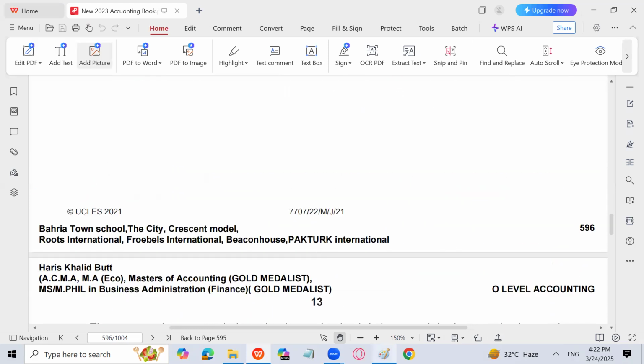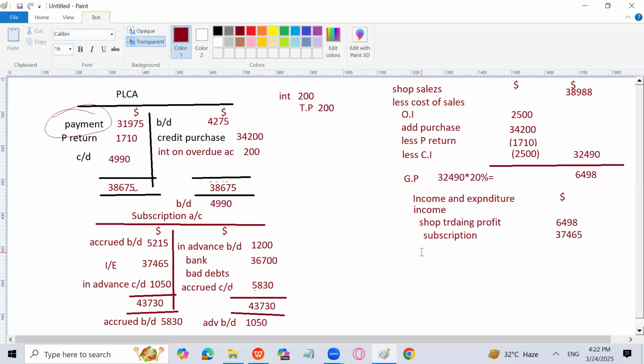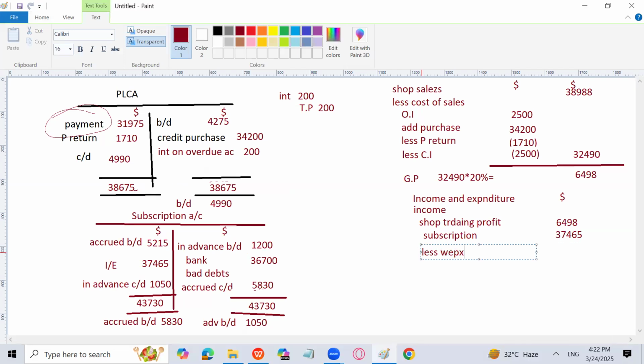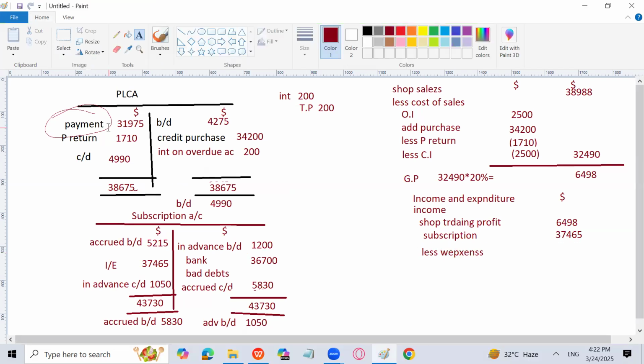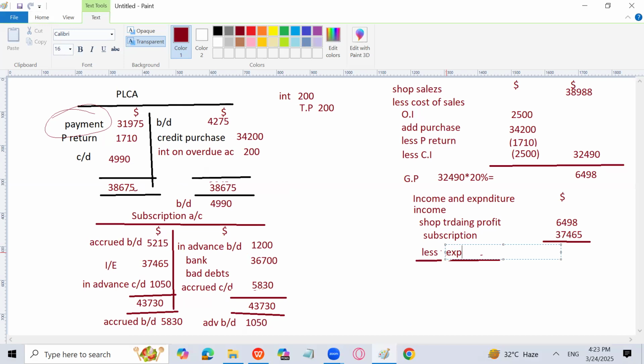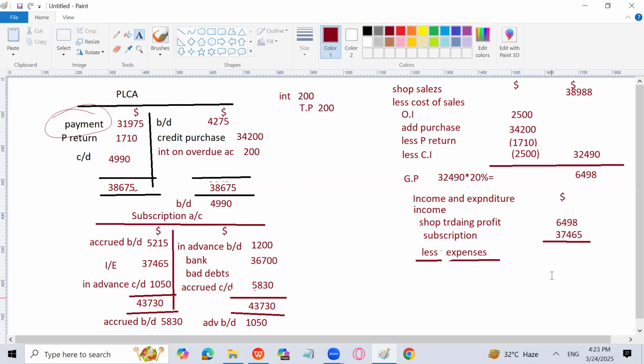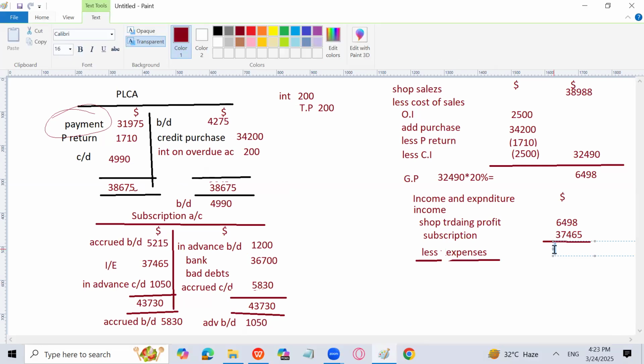So we were going for the income and expenditure account. You will add the incomes and you will subtract the expenses from this. So first you will add the income. What is going to be the total income? 6498 plus 37465. What is the amount?